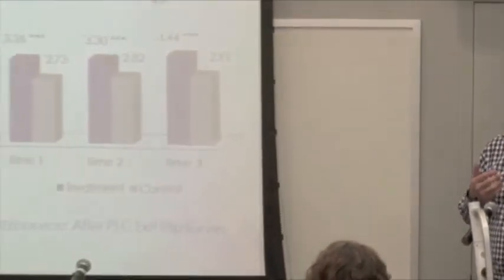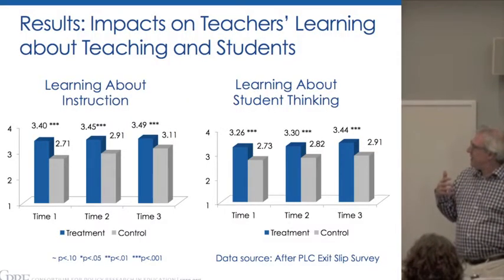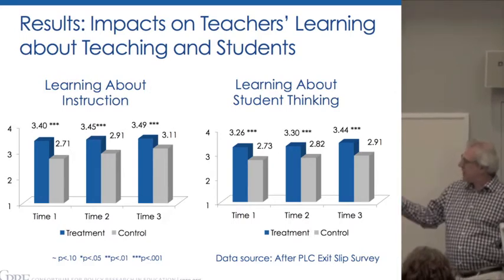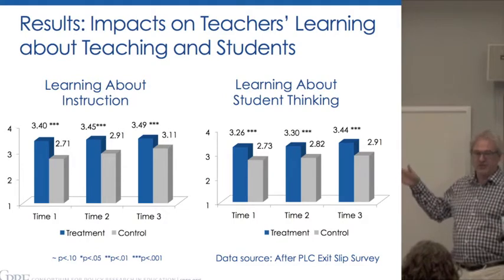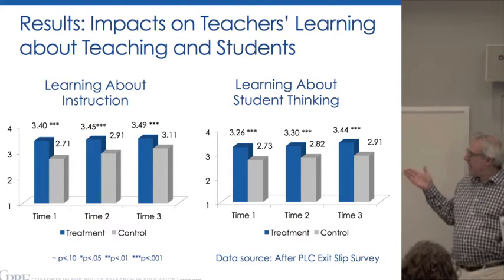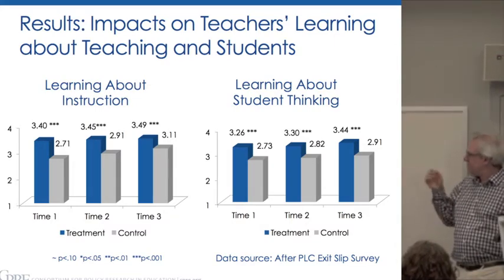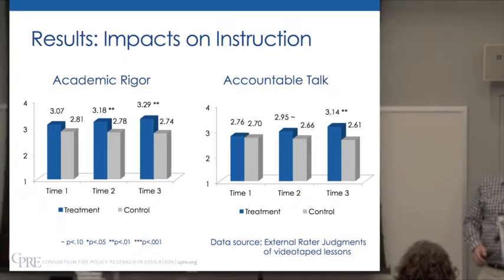So I'm really focusing on the results here. So these are results from the exit slips, and these are teachers' perceptions of what they learned in their PLCs about instruction and about their students' thinking. And you can see that at all three time points, at the end of all three PLCs, there were significantly greater self-reports of learning about both instruction and about student thinking. So that comes from exit slips, that self-report data.